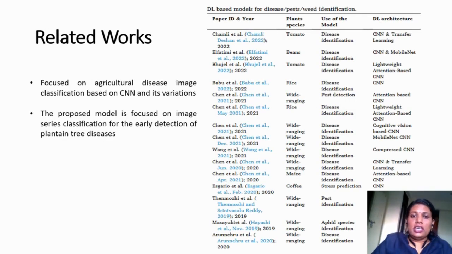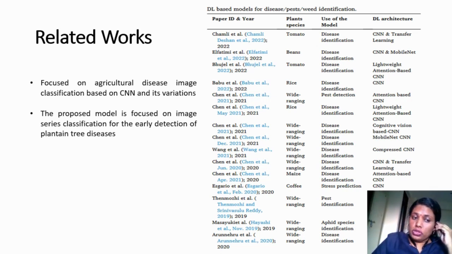Recently, various techniques have been proposed in the area of disease and pest identification in various plants such as tomato, beans, rice, and some common techniques too. But most of these techniques are based on convolutional neural networks for image classification, and some variations of the CNN such as lightweight attention-based networks, transfer learning-based networks, and compressed CNNs. In that way, variations of CNN are used for this purpose.